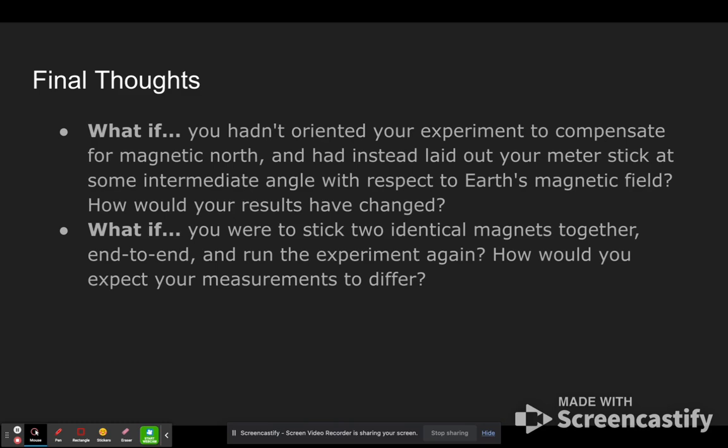What if you were to stick two identical magnets together end to end and run again? How would you expect the measurements to differ? I would expect the magnetic field to increase.